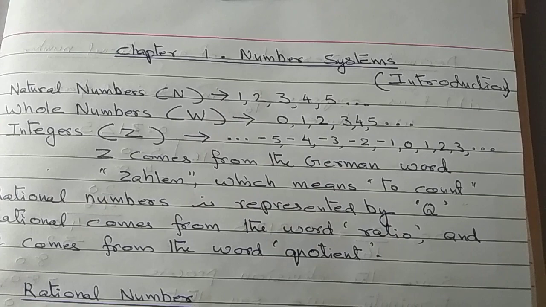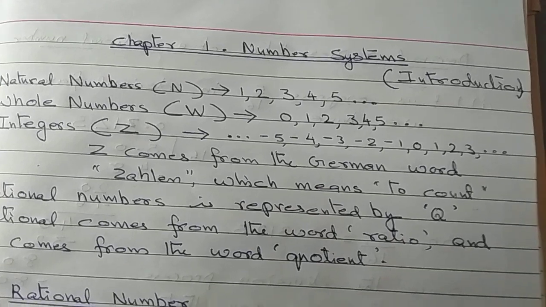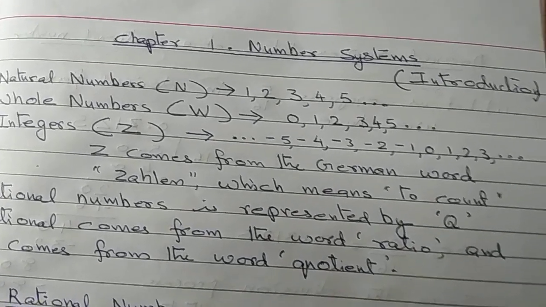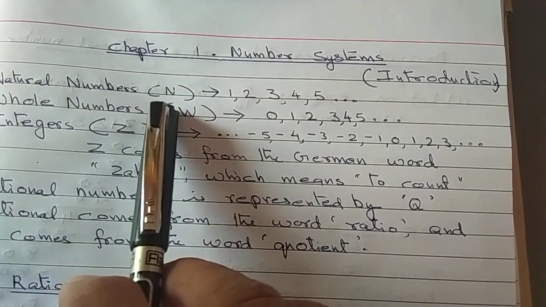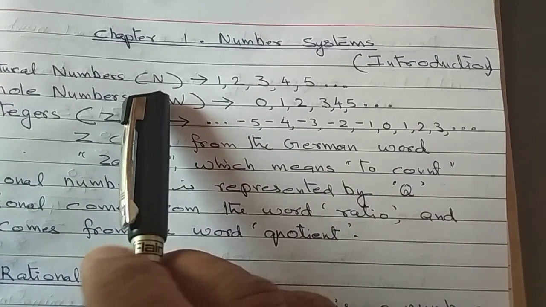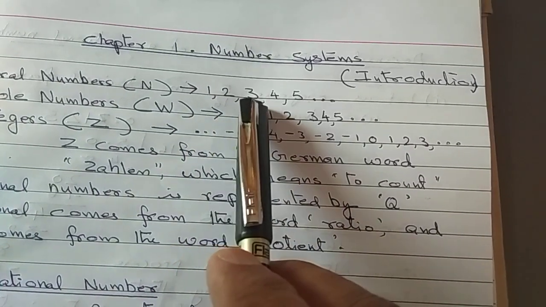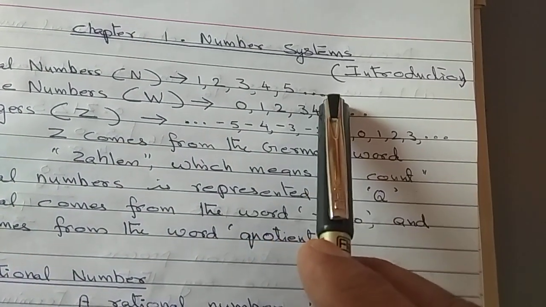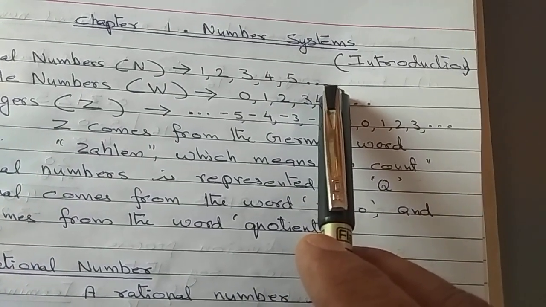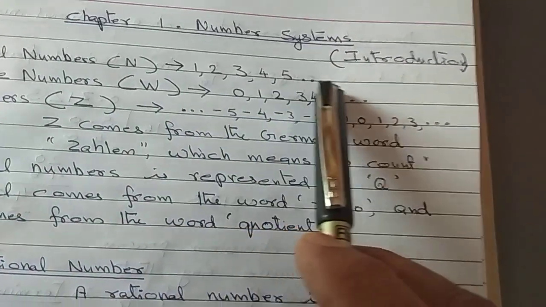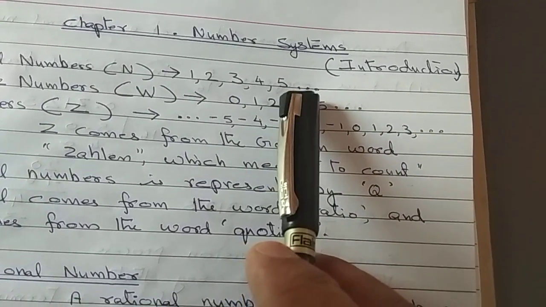In this video we are going to discuss the various number systems we are using in daily life. First of all, we have natural numbers, represented by the capital letter N, and it is 1, 2, 3, 4, 5, etc. Instead of etc, I have put 3 dots here, right? You don't need to write so many dots, only 3 dots would be sufficient to represent etc.